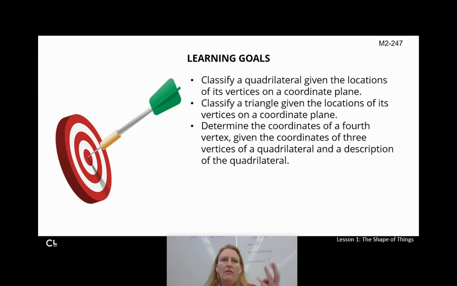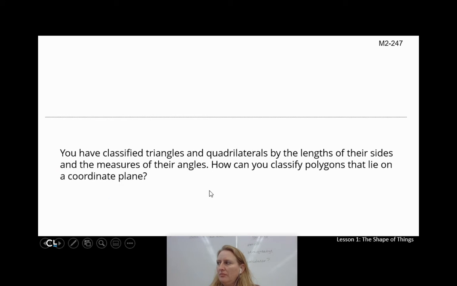So I have three vertices. If I want it to be a square, where should the other one go? If I want it to be a rectangle, where should the other one go? If I want it to be a parallelogram, where should that fourth point go? So we're going to play with that some more today. And just really start diving into that whole classifying triangles and quadrilaterals by the lengths of their sides and the measure of their angles. Only now they're going to be on a coordinate plane.